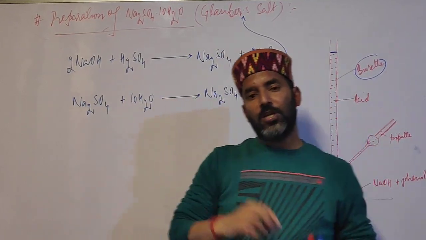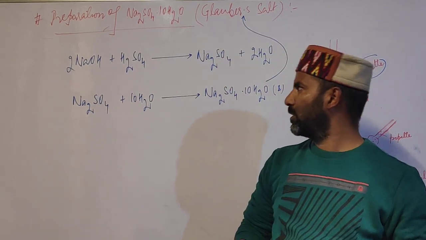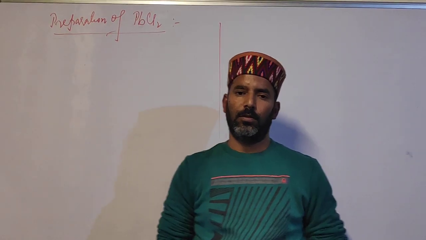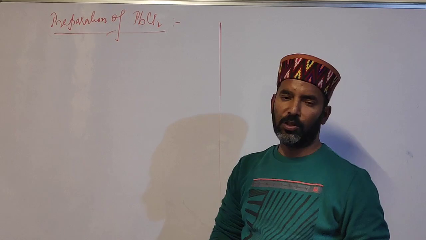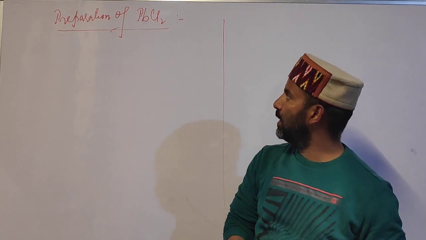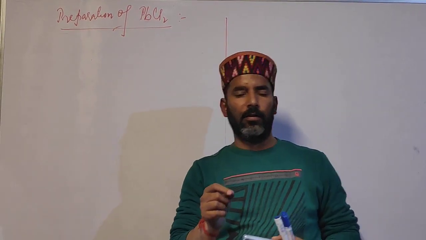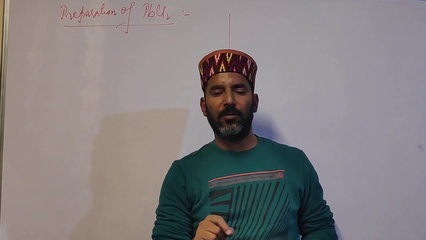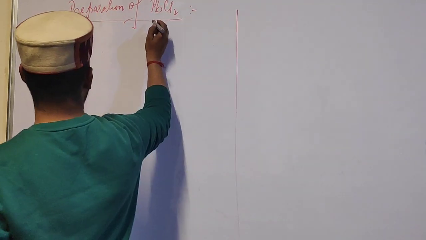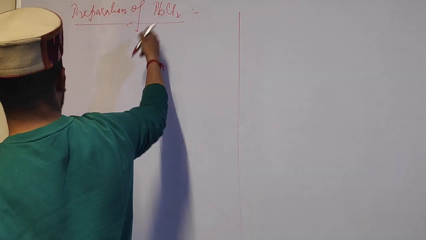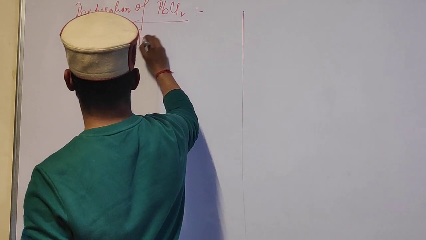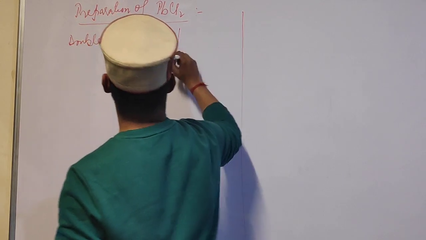So students, now we'll move on to the next topic, that will be the preparation of insoluble salts. Students, now we will discuss preparation of insoluble salt, and the first salt that we are going to discuss is lead chloride. Now students, generally water insoluble salts are prepared by precipitation method, or we call it double decomposition. So the method which we use for the preparation of lead chloride is double decomposition, or we call it precipitation.